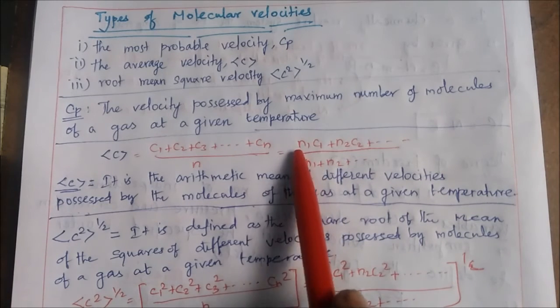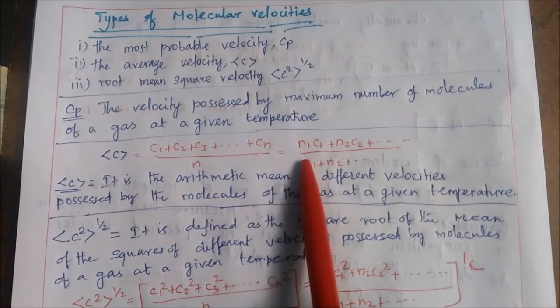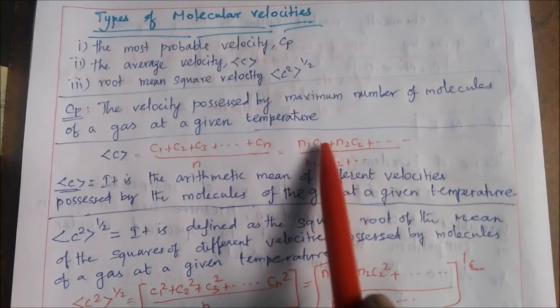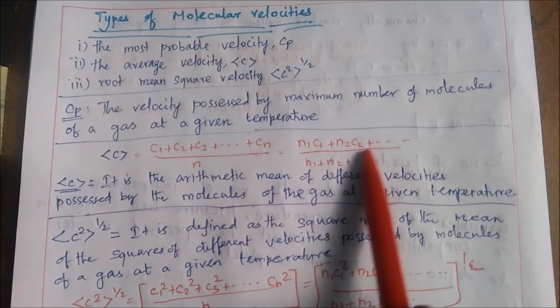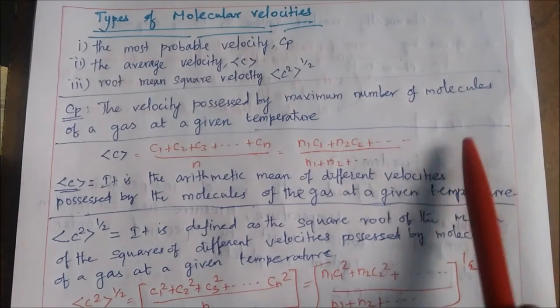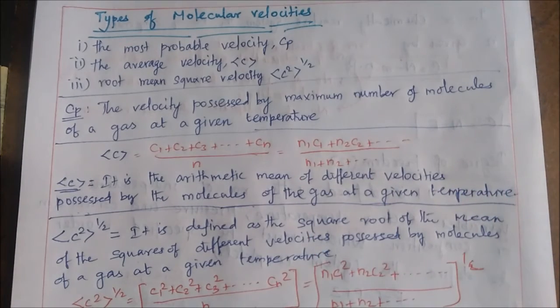We have to write the number of molecules, 25 into the speed possessed, plus 50 into the speed possessed, plus 20 into the speed possessed, plus 5 into the speed possessed, divided by the total number of molecules. Likewise, we can calculate the speed of the gaseous molecules. So it is the average of different velocities possessed by the molecules of the gas at a given temperature.